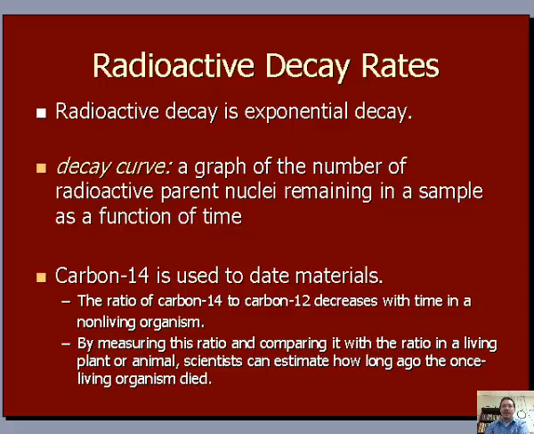This is just the graph of the number of radioactive parent nuclei that remain in a sample as a function of time. It is a logarithmic relationship, which you really don't have to worry about. And then carbon-14, as I mentioned before, the ratio of carbon-14 to carbon-12 decreases with time in non-living organisms, but we can compare this ratio to that in a living plant or animal, and then we can estimate how long ago once-living organisms had died. So it just decreases over time.